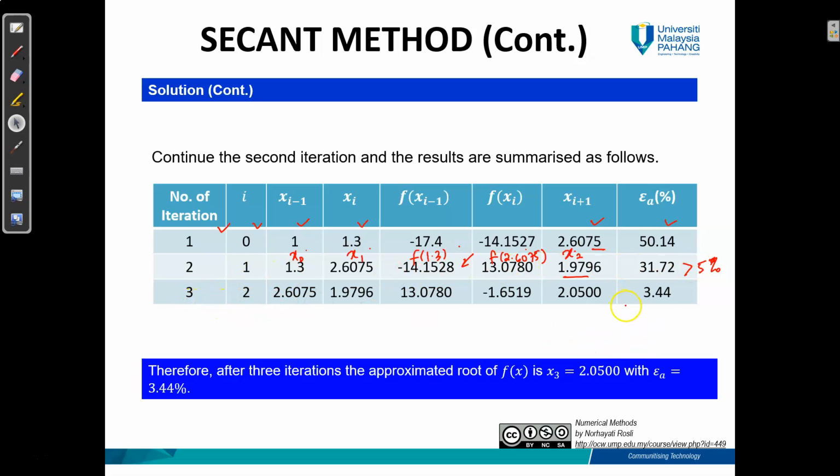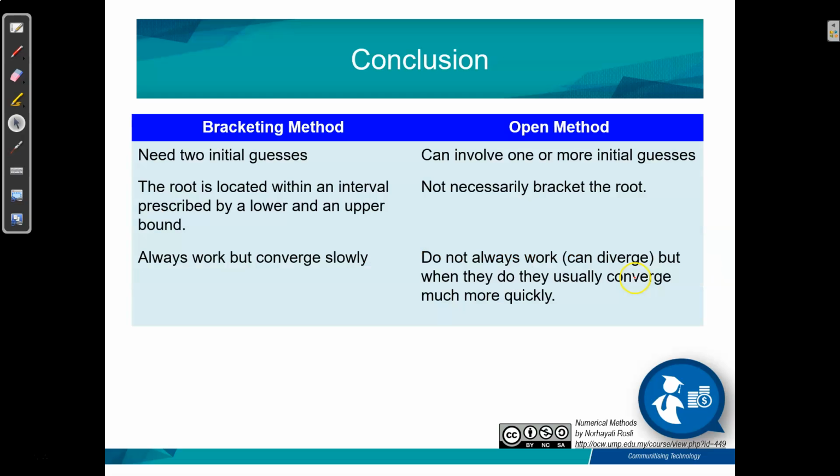We did the same thing. And then for this one, we compute error 3.44%, which is now less than 5%. So we can stop at the third iteration. Therefore, after 3 iterations, the approximated root of our f(x) is 2.0500 with this epsilon A of 3.44%. This is how we solve our problem using secant method.